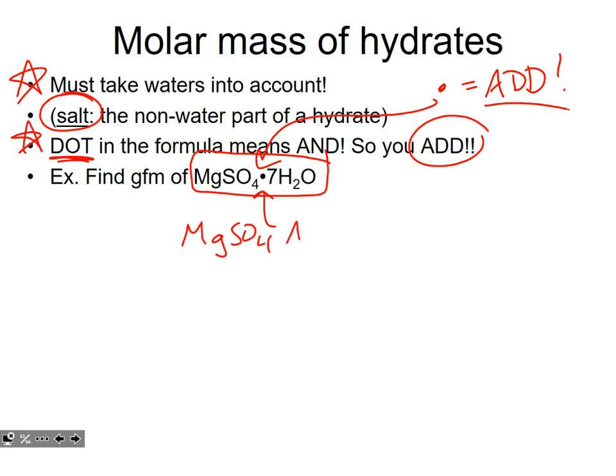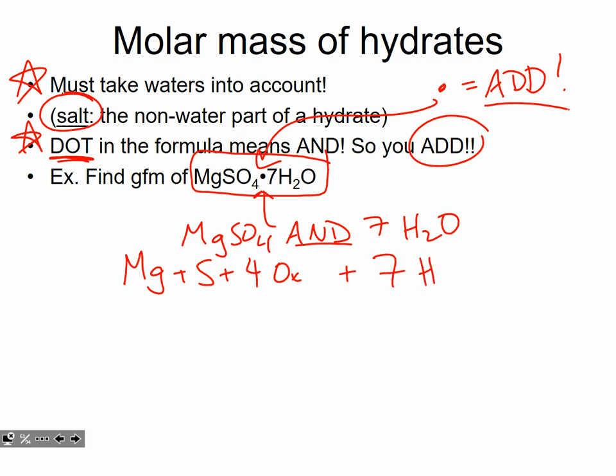sulfate and 7 waters. So in finding the mass, we're just going to find the mass of all of those things. A magnesium, a sulfate, and 4 oxygens, and then 7 waters. So magnesium plus sulfur plus 4 oxygens. Again, oxygen is O, but it's not one differentiated from the 0. And 7 waters. So what's the mass of magnesium? Magnesium is 24.3 grams per mole. What's sulfur? 32.1 grams per mole. 4 oxygen, so 4 times 16, plus 7 waters.